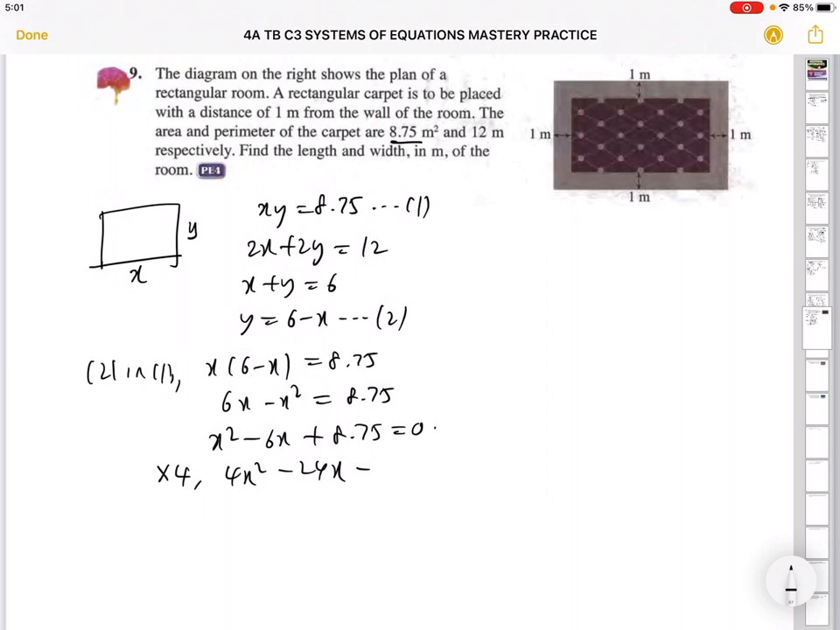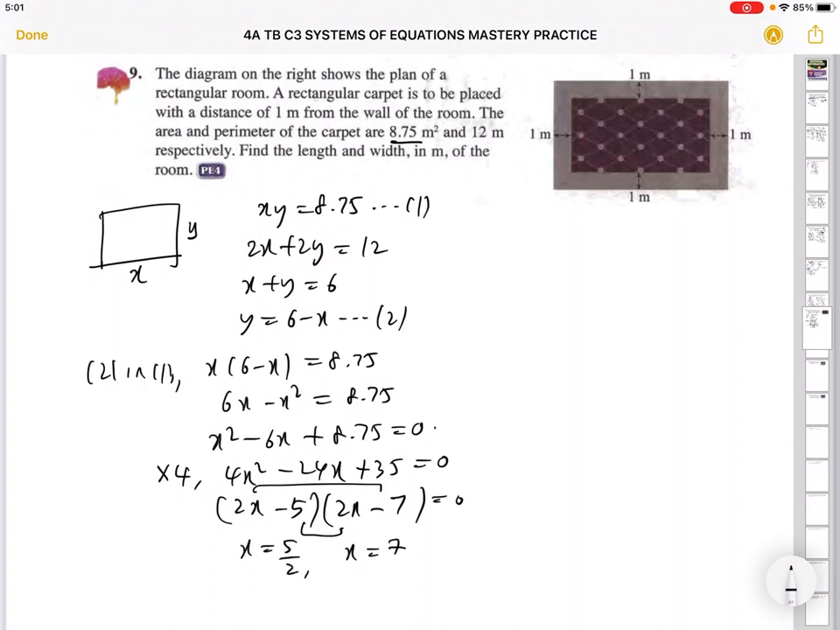So from here, let's double bracket factorize. Okay, what are your factors here? To get 4 times 35 is 140. To get 24, I must use 14 and 10. This is 14, 10, both negative. So x is 5 over 2 or 7 over 2.